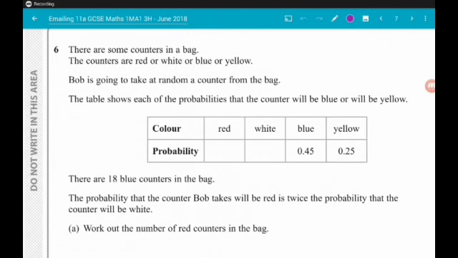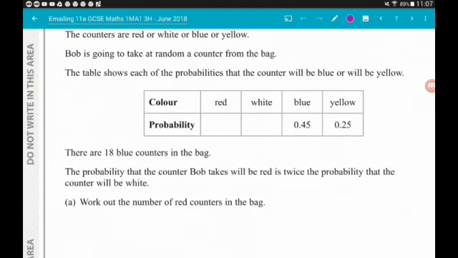In 6, there are some counters in a bag. Counters are either red, white, blue, or yellow. Bob is going to take a counter from the bag at random. The table shows the probabilities of getting a blue or a yellow. We are told there are 18 blue counters in the bag. The probability of getting a red is twice the probability of getting a white. We want to work out the number of red counters in the bag. So, quite a big question.